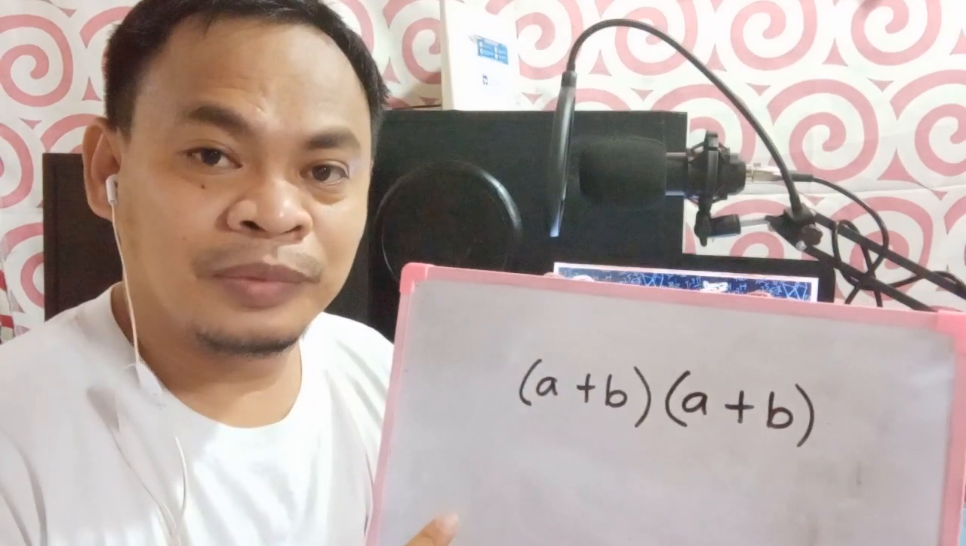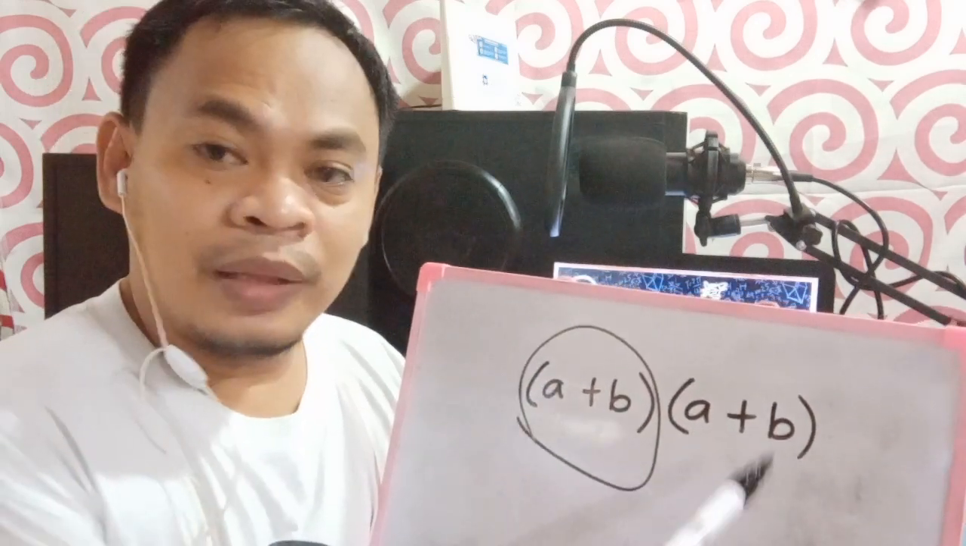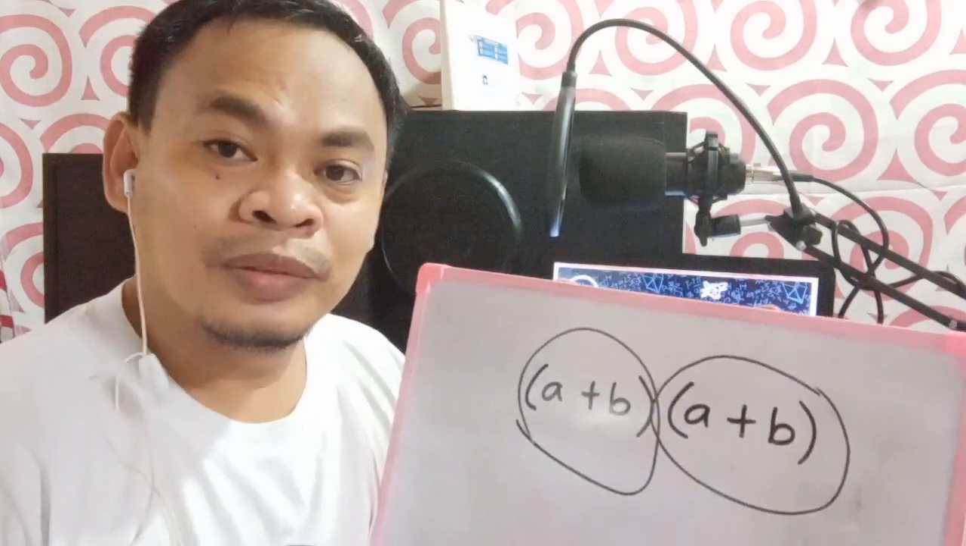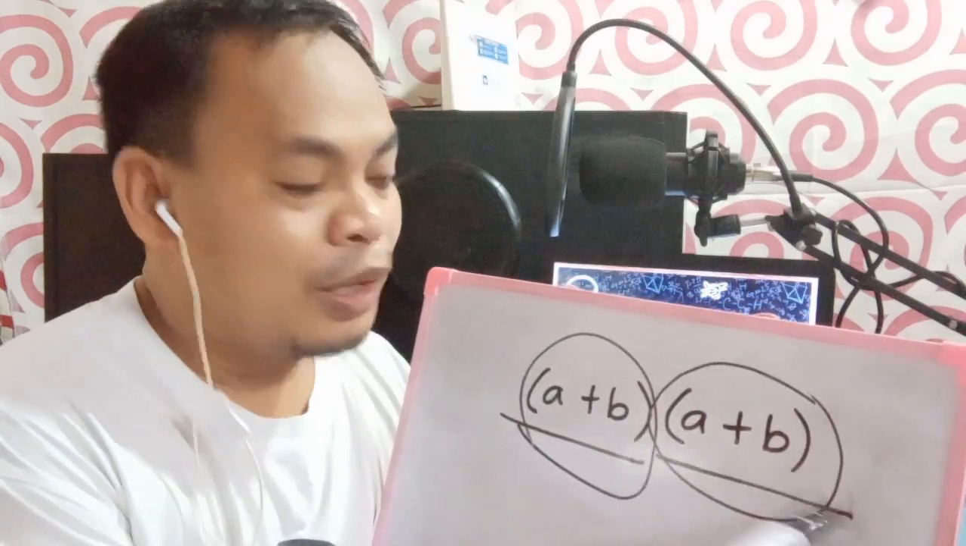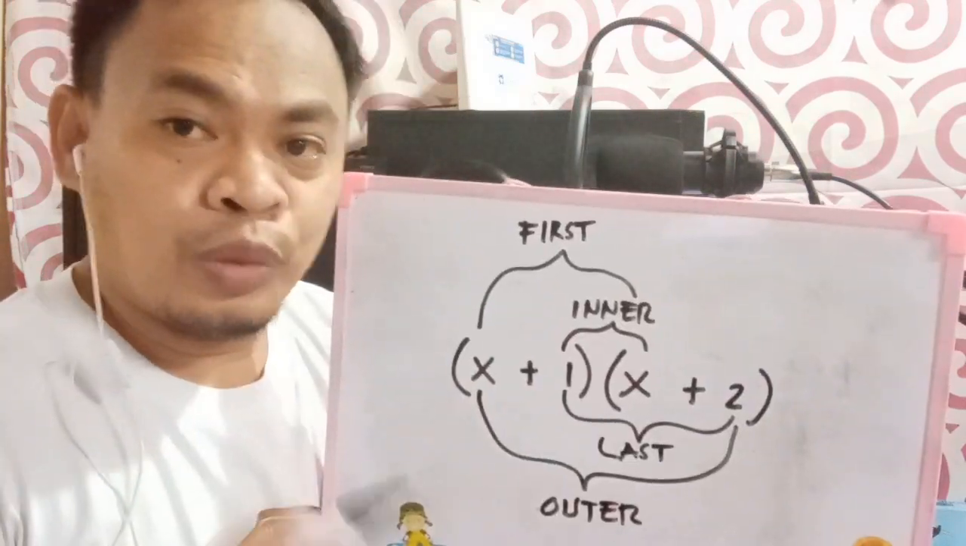So, we can use the FOIL method if we multiply a binomial by another binomial. Like this one. This is a binomial and this is also a binomial. So, we can use the FOIL method if we multiply this binomial by this binomial. What is the meaning of FOIL? F stands for first terms. O is for outer terms. I is for inner terms. And L is for last terms. So this is the FOIL method.